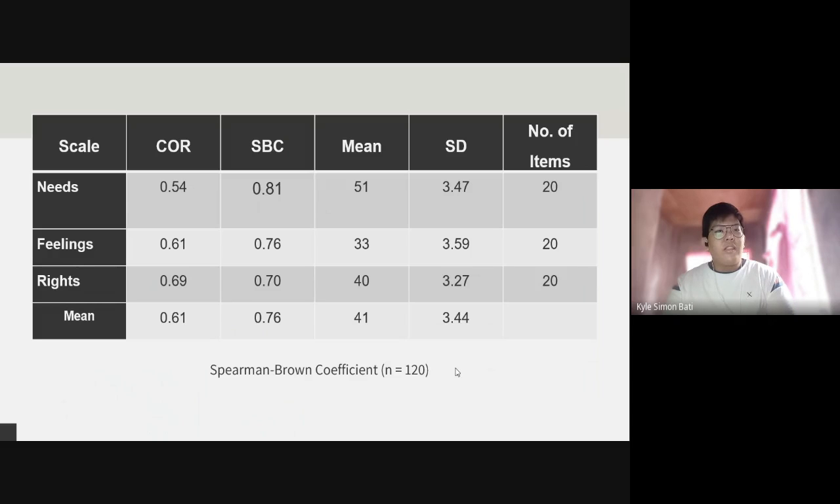One component, the needs, stayed constant when compared to Cronbach's alpha coefficient. However, the other two, feelings and rights, rose in dependability when compared to the Spearman-Brown coefficient. Nonetheless, all the aspects are dependable and within the predicted ranges, demonstrating the test's correctness for measuring the extent to which a person might become self-absorbed. Next, please.